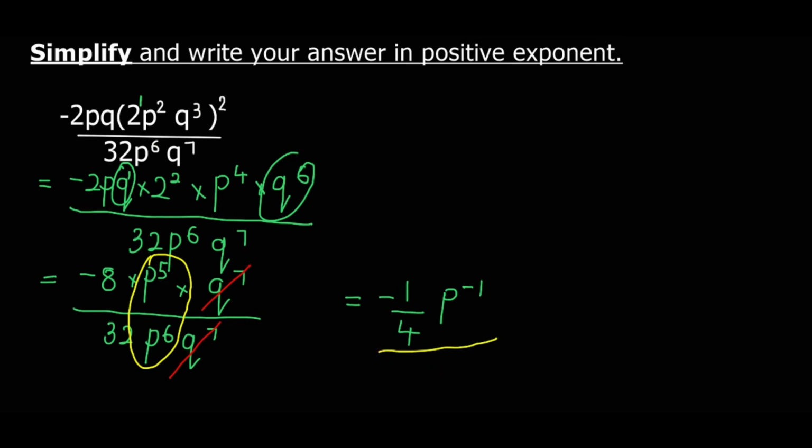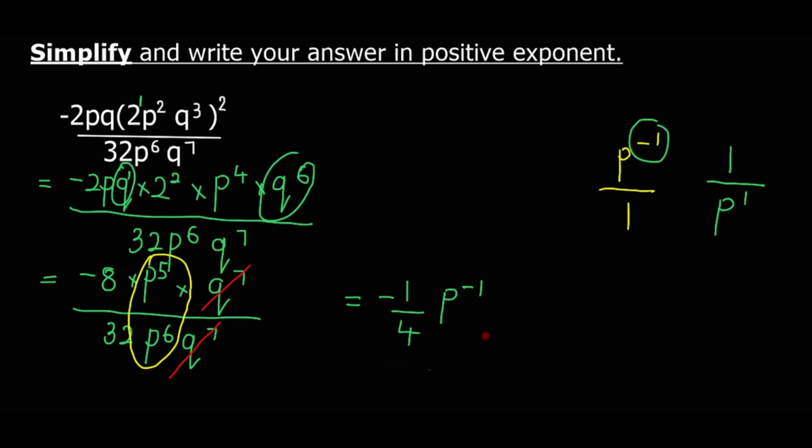But the question says write your answer in positive exponent. But you can see that this exponent is not positive, it's negative. Therefore, we must change p to the power negative 1 into a positive. We change a negative exponent into a positive exponent. We have p to the power negative 1. We know that any number itself is equal to that number over 1. Therefore, we want to change into a positive exponent. We flip this number. We will have 1 over p to the power negative 1. But this negative changes to positive. We will have positive 1.